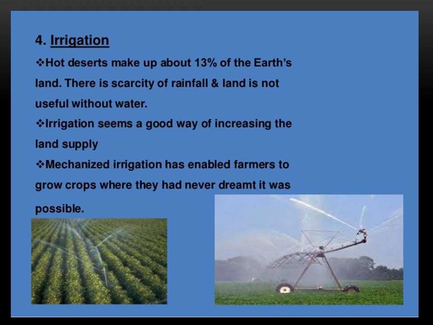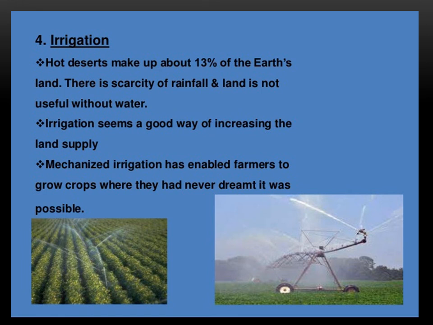Another way to increase the supply of land is irrigation. We can even use the area which is dry, where the rainfall is very scanty and that is unable to be farmed. So we can even make the area fertile and make the area possible for cultivation through irrigation when we supply water to this area. So the hot deserts make up about 13% of the Earth's land. These areas do not receive much rainfall and the land is not very useful without water.